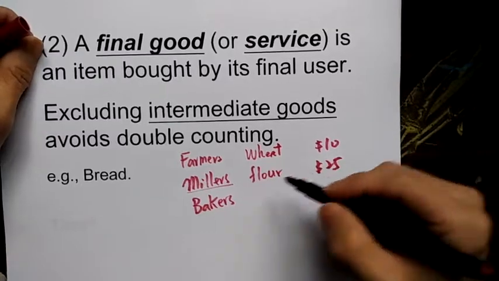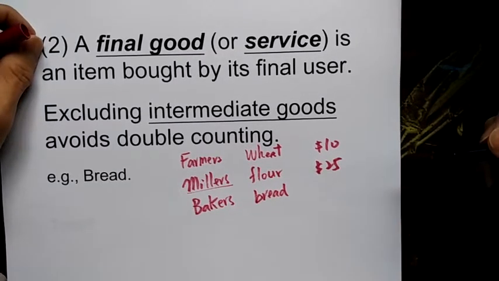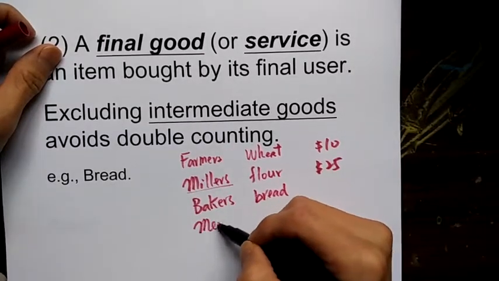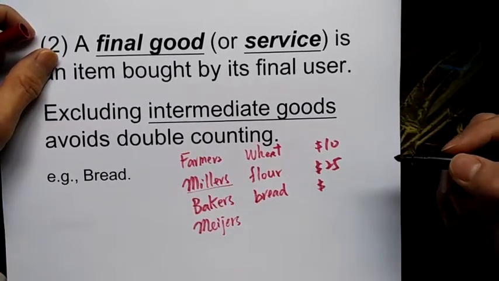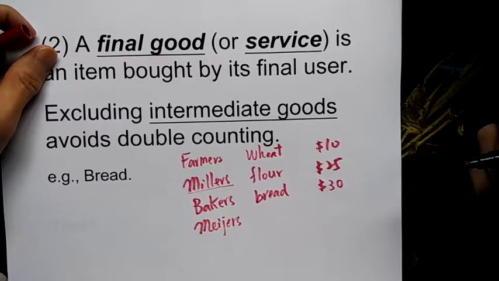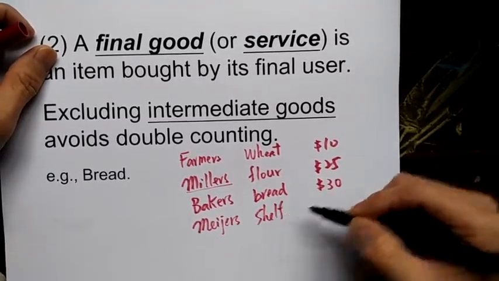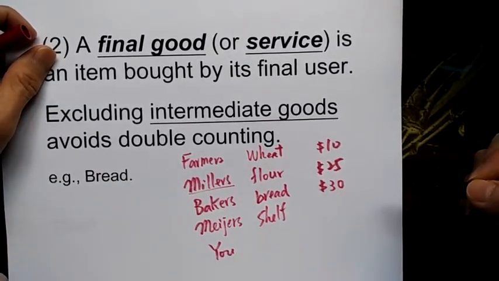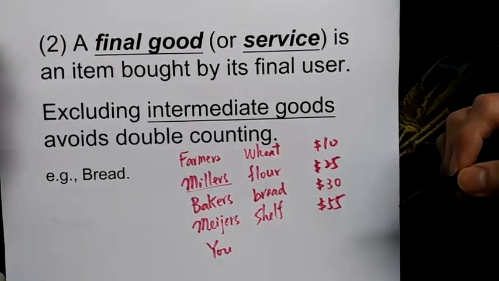And then the bakers use the flour to make bread, and then sell the bread to Meijer for $30. And then Meijer puts the bread on their shelves and then sells it to you for $55. The sucker.